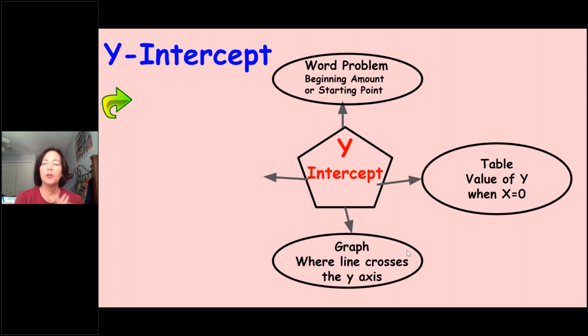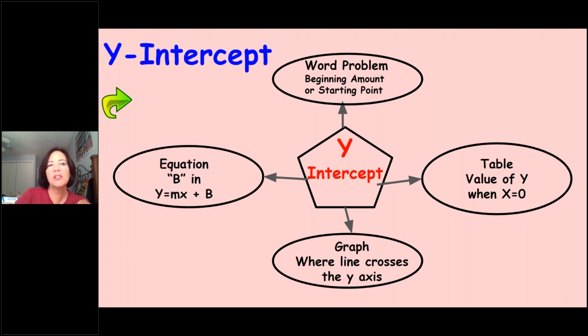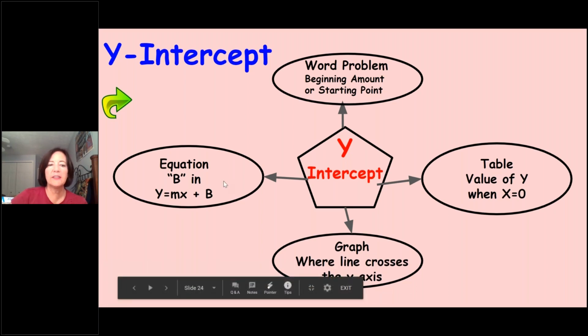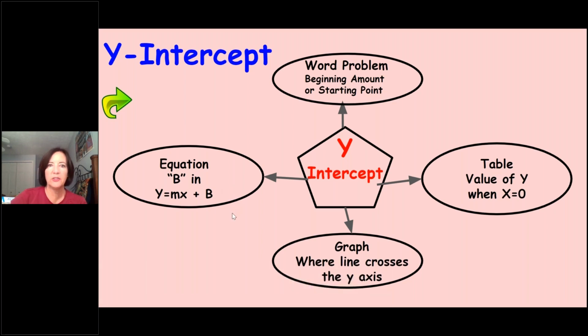So on a coordinate grid or on a graph, we've got our y-axis that looks like this, and our x-axis that's horizontal looks like this. Wherever the line crosses that y-axis, that's going to be your y-intercept. And then in an equation, the standard equation of a line or the slope-intercept form of a line is y equals mx plus b. This position where it says plus b, that's where you're going to look for your y-intercept.